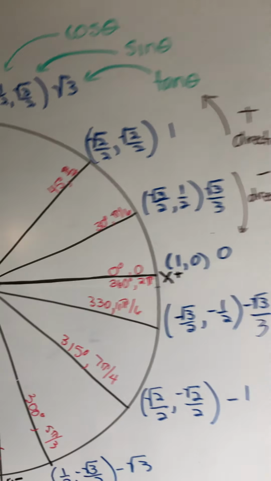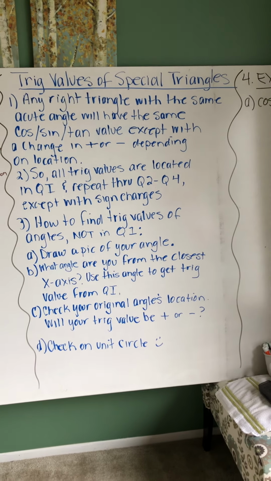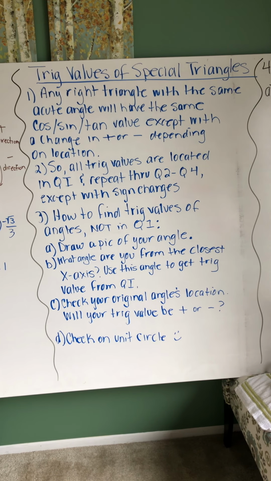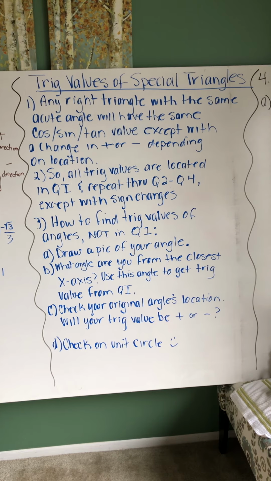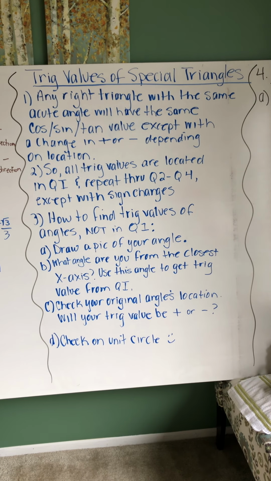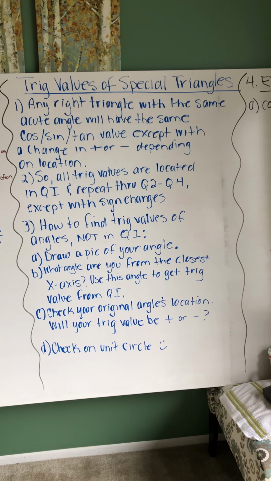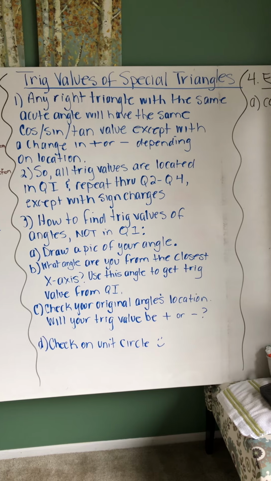Okay, so trig values of special triangles. Here are the notes. You may want to press pause in case it helps you to write this down. Here's what I want you to know. Number 1: any right triangle with the same acute angle will have the same cosine, sine, and tangent value, except with a change in positive or negative depending on the location. So let's take a look at this.